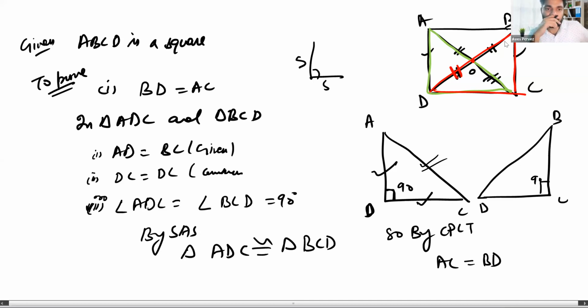Sir, we can divide DB by 2, which is equal to AC divided by 2. Yes, but if it is given that it is a midpoint, then we can prove now. First of all, we need to prove that this side.